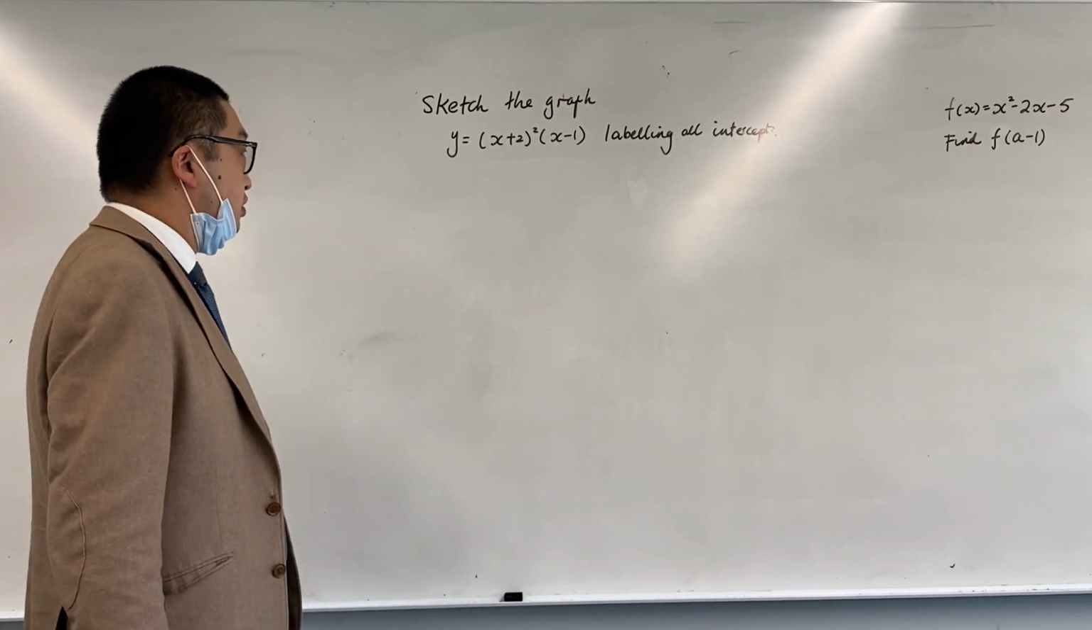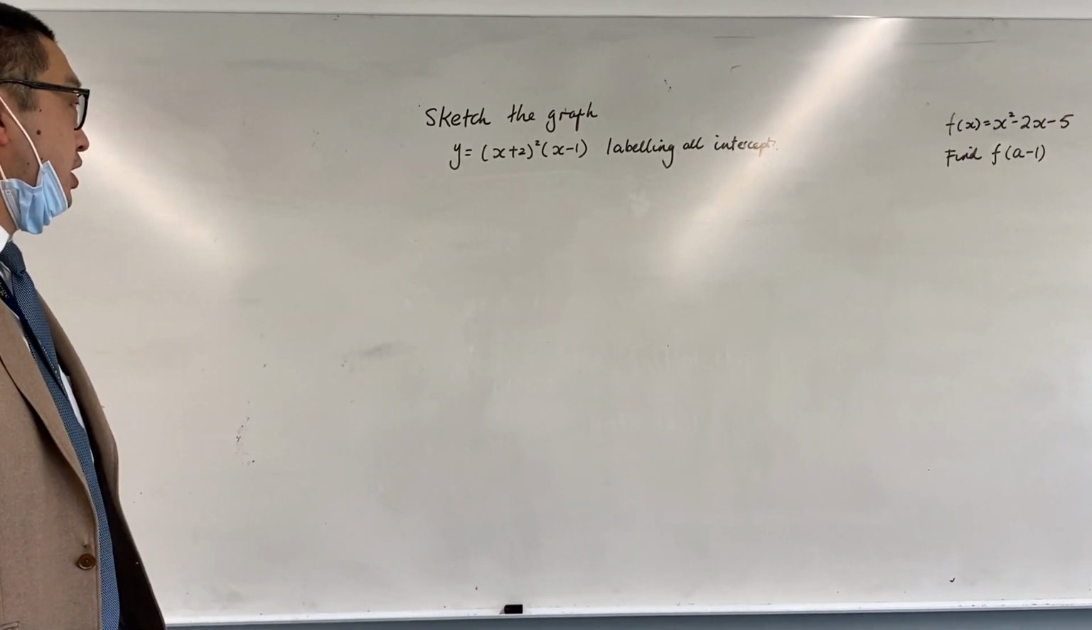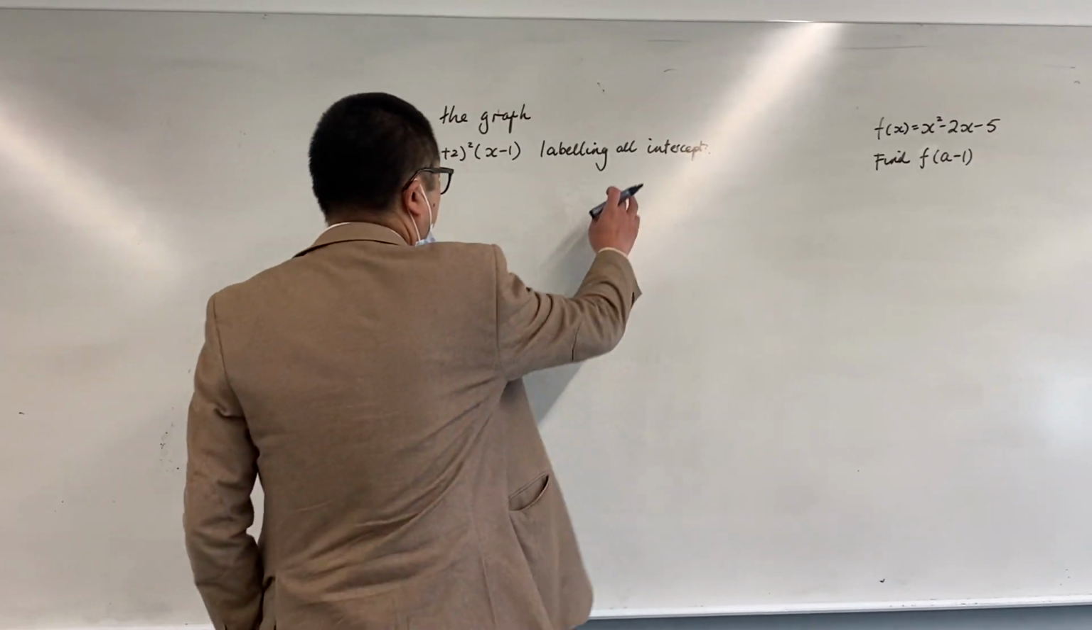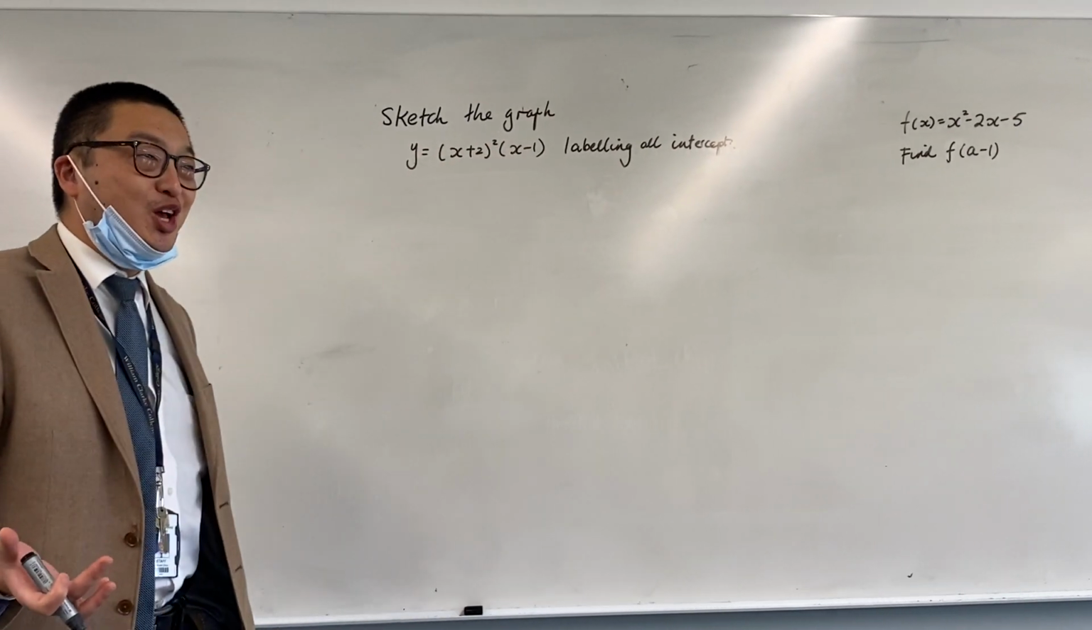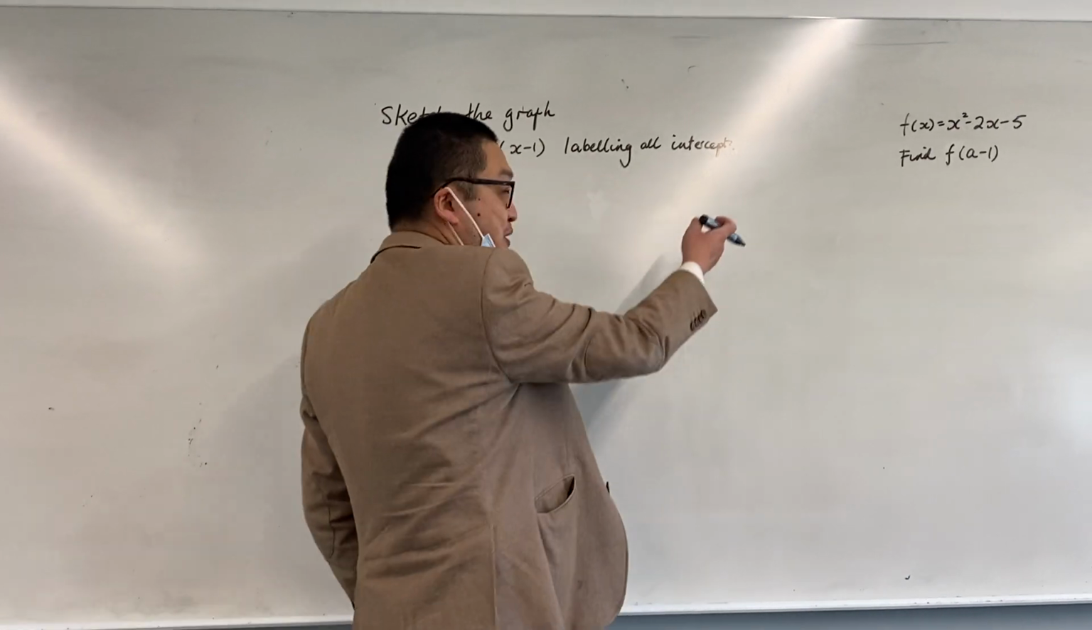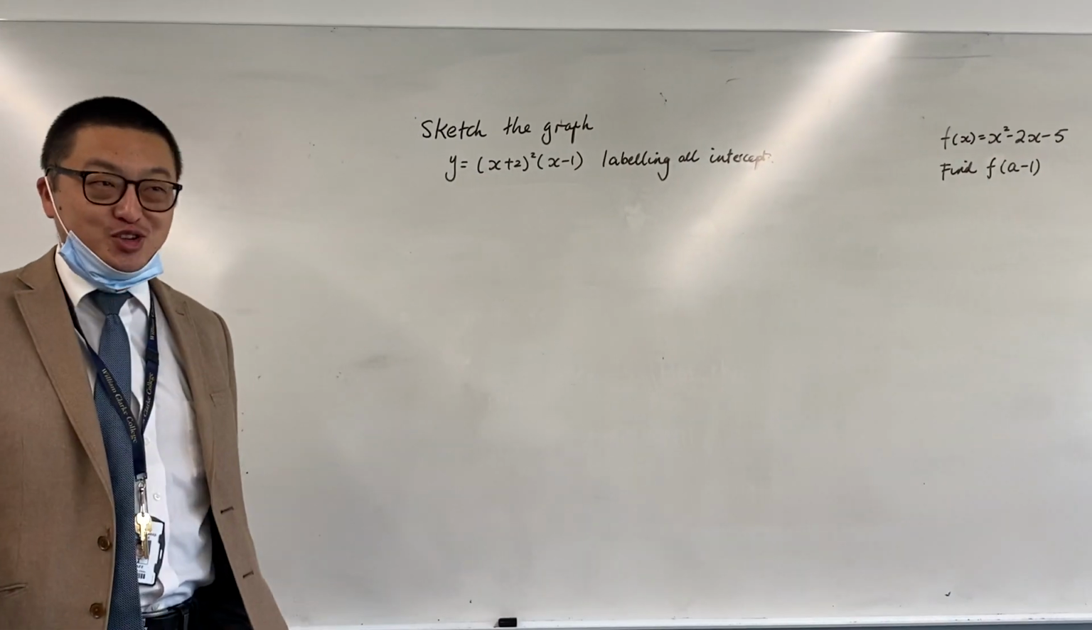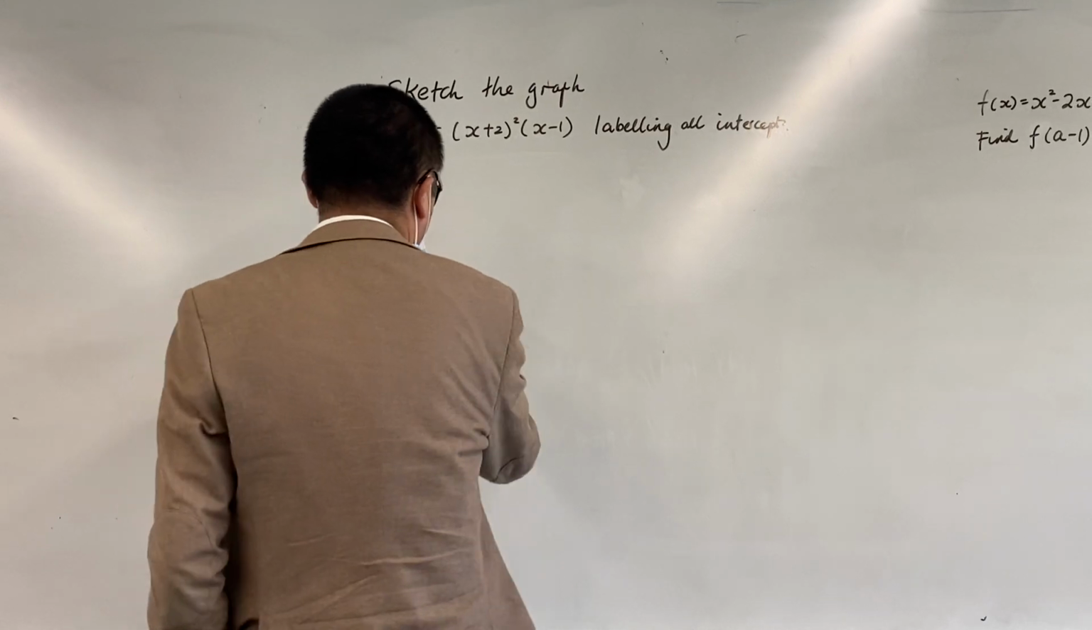Okay, so let's have a look at the first one: sketch the graph, y equals this, labeling all intercepts. In the exam on Monday, it will say labeling all intercepts or labeling all important features, something like that. So let's have a look.